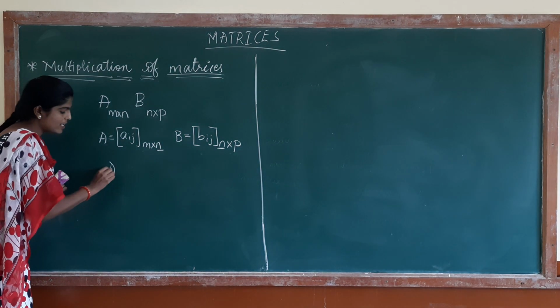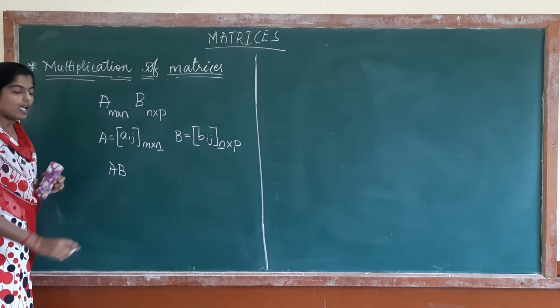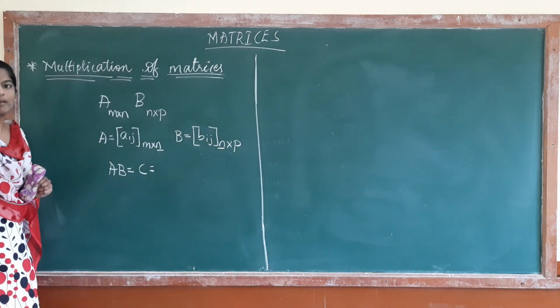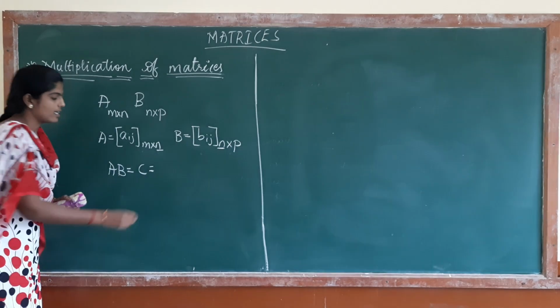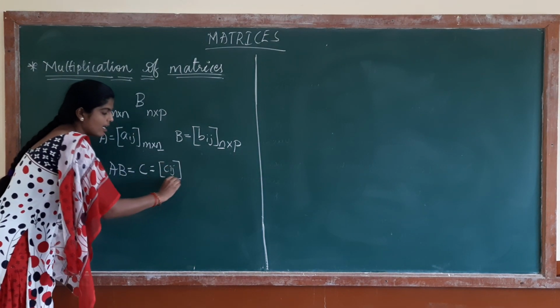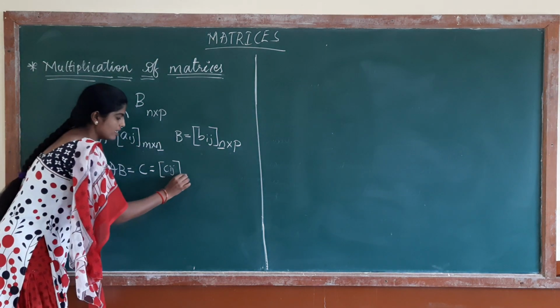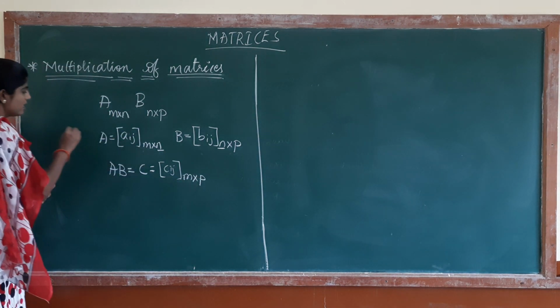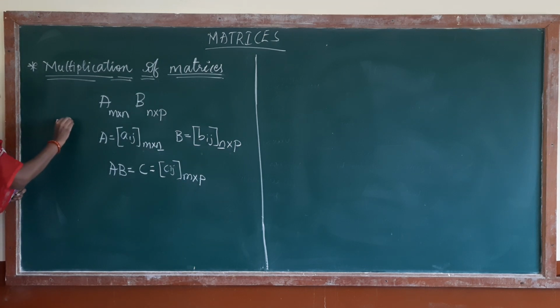That is, A into B is possible, and it is also a matrix, C, containing the elements Cij, which is of the order m cross p.